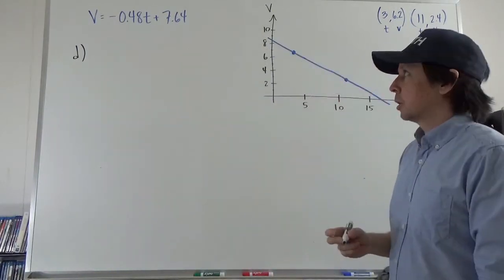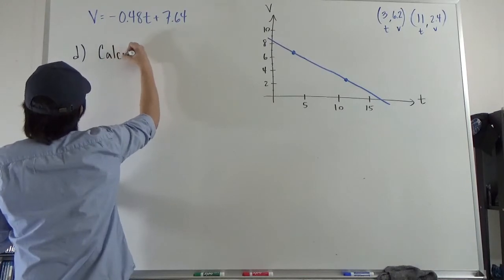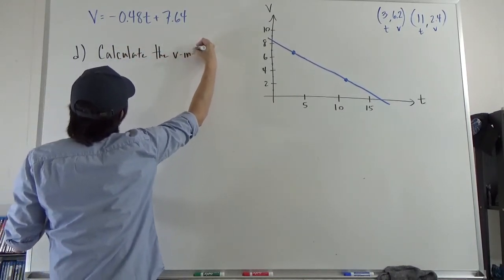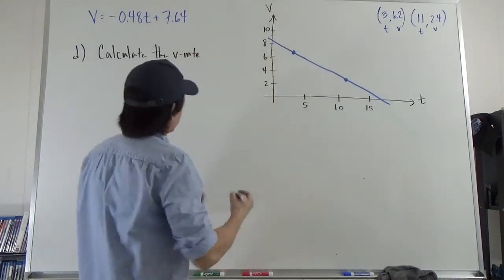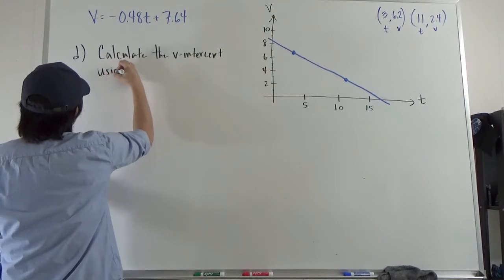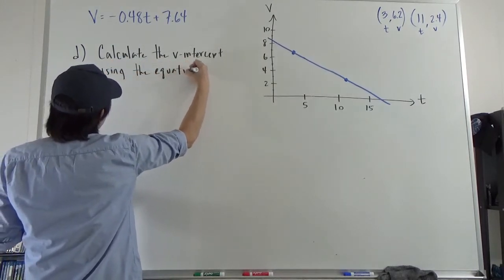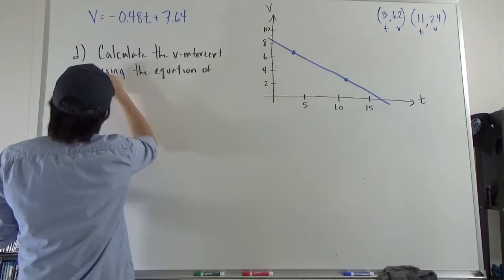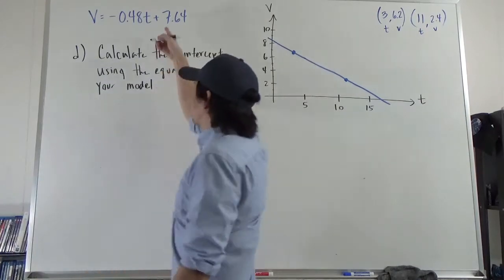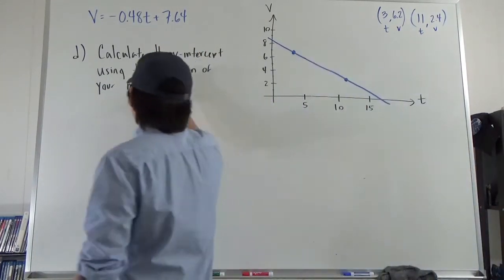Okay, next we're going to the same model. We're still working on the same model. We're going to calculate the v-intercept using the equation. It's still using the equation. Calculate the v-intercept using the equation of your model, and explain what this point represents.